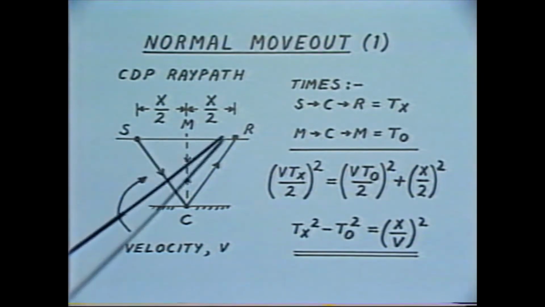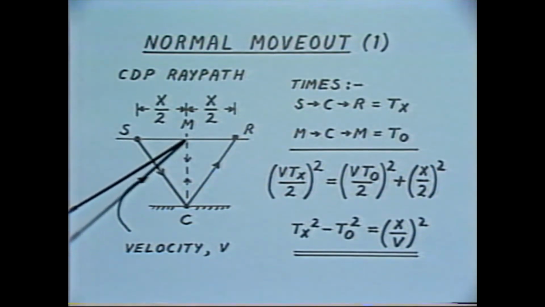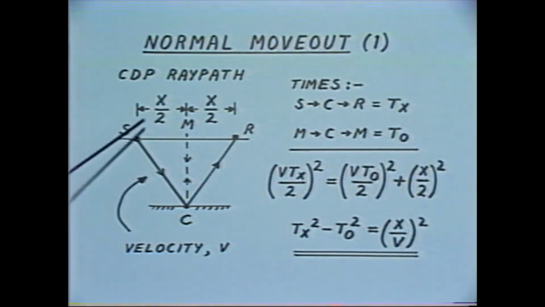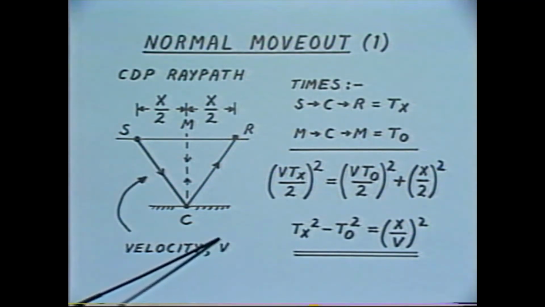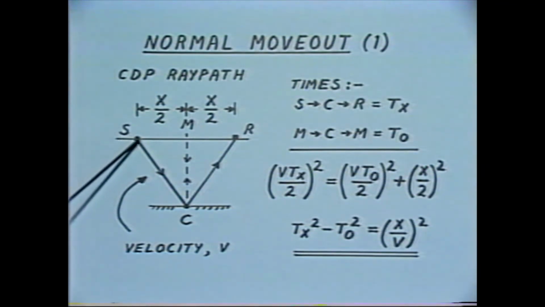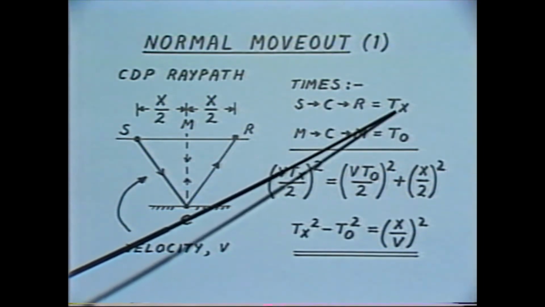Now, the source and receiver are equally spaced on either side of the common midpoint for this set of CDP traces. So if we say the source receiver distance is x, then the distance to the midpoint is x over 2. And also we'll assume that the velocity of travel for the seismic waves from the surface to this reflector is v. And we'll define the travel time from source to reflection point to receiver as Tx.